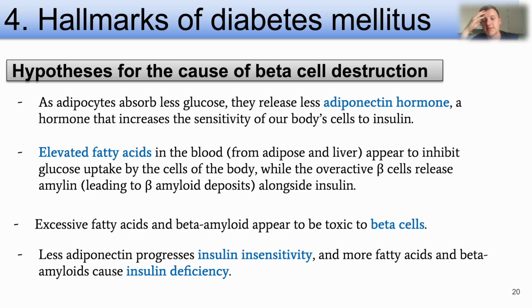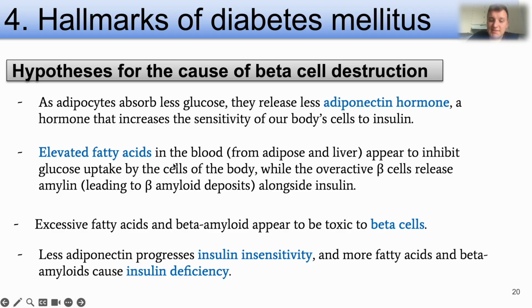So the truth is this: for the cause of death of the beta cells, we don't really understand why the body is doing this. As adipocytes absorb less glucose, maybe it's because they start releasing less of this hormone over here, adiponectin, a hormone that increases the sensitivity of our body cells to insulin. We're thinking maybe it might be this.